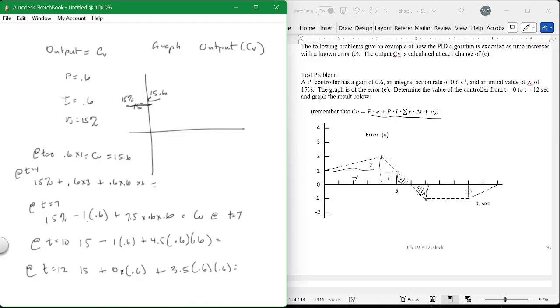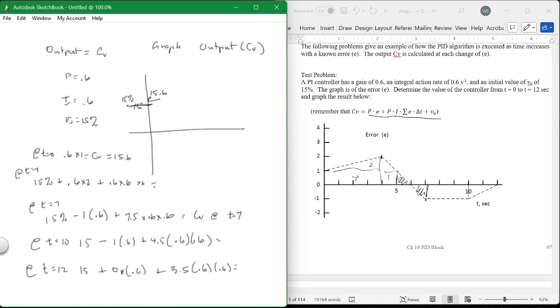So you got 15 minus 0.6 plus 7.5 times 0.6 times 0.6. That is my number at 7. And you can do this. This is very doable, okay? But what that does is this. It actually makes you look at how this proportional integral controller is actually making adjustments as you go along. If you understand how to do this, you'll never not understand how a PID controller is actually working as it's crunching up and doing what it's doing.